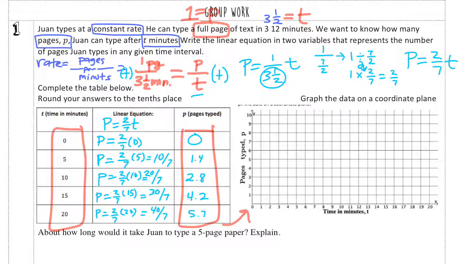So 0, 0 should be on our graph. That's this point right here. I'm going to put a dot there. That's one of our points. The next one should be 5 and 1.4.